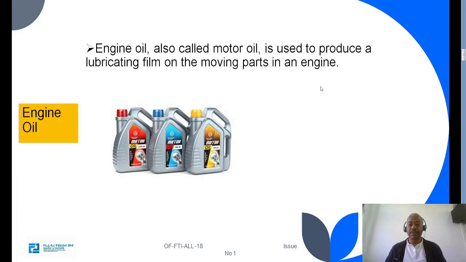Engine oil. Engine oil, also called motor oil, is used to produce a lubricating film on the moving parts in an engine. And the engine oil can be found in different grades.